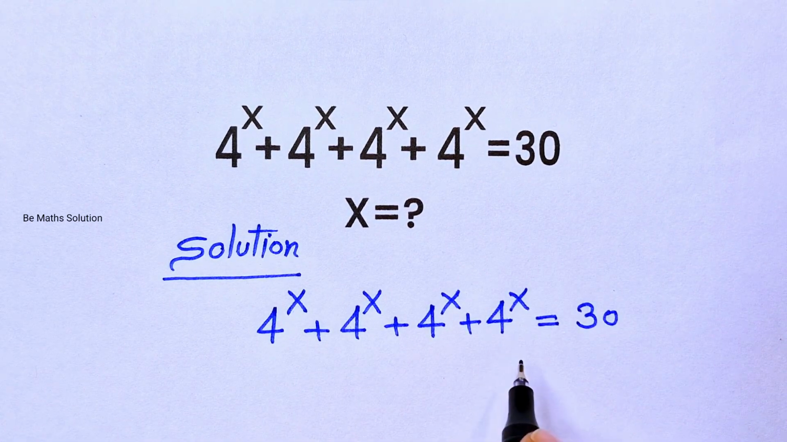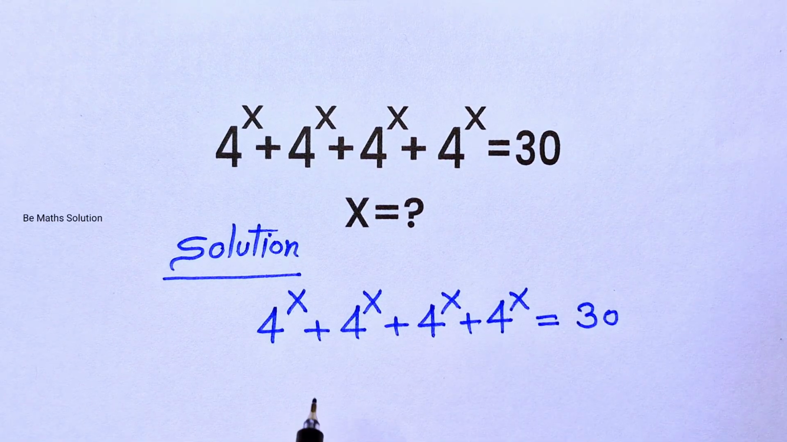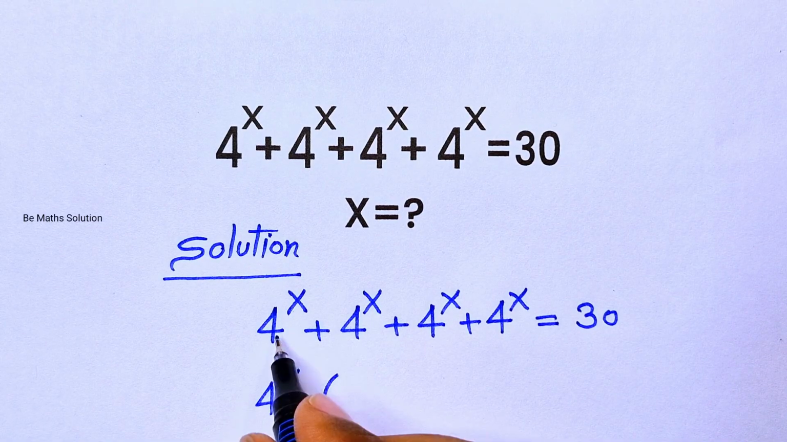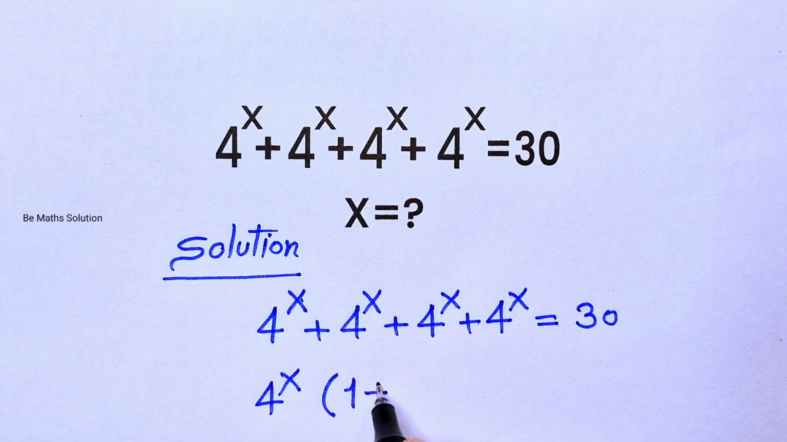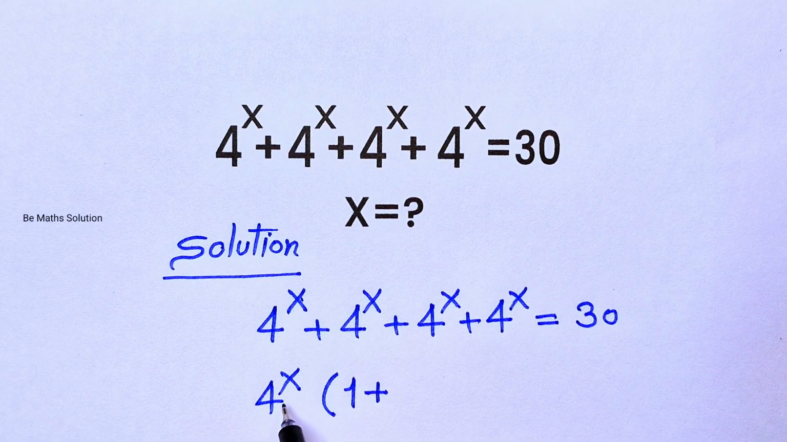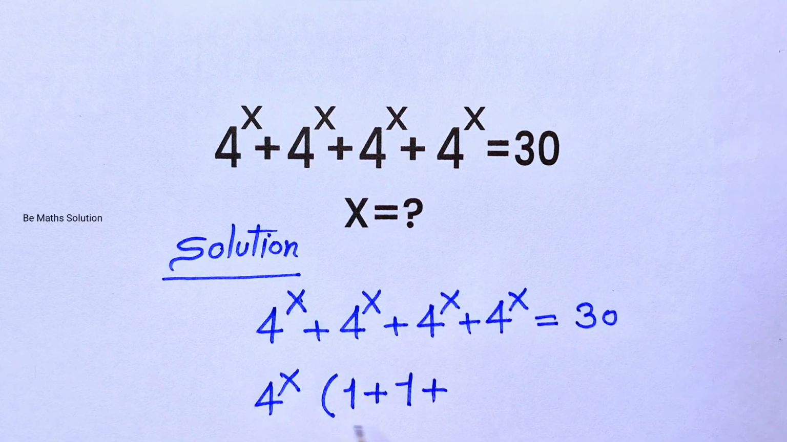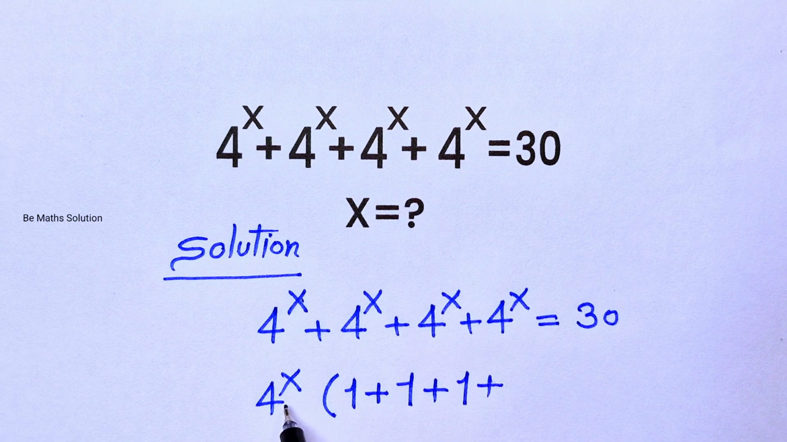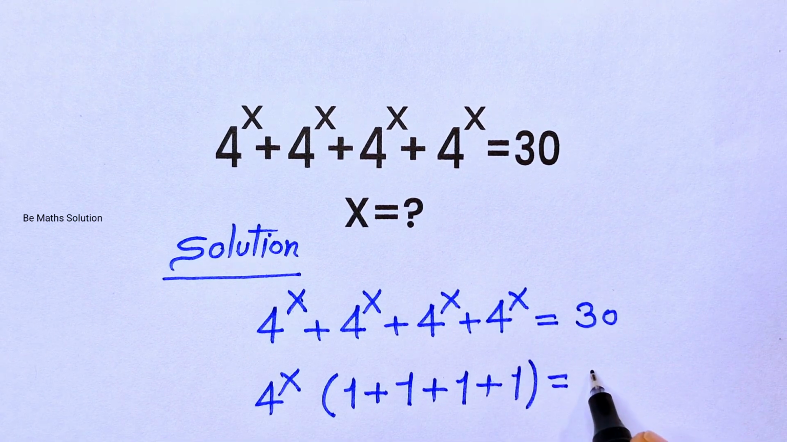Now at this moment, you can see here that 4 to the power x is common. So if I take 4 to the power x common, in the bracket, 4 to the power x divided by 4 to the power x is 1, plus 4 to the power x divided by 4 to the power x is 1, plus 4 to the power x divided by 4 to the power x is 1, plus 4 to the power x divided by 4 to the power x is 1. Then the bracket is equal to 30.